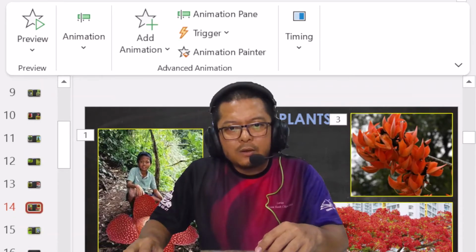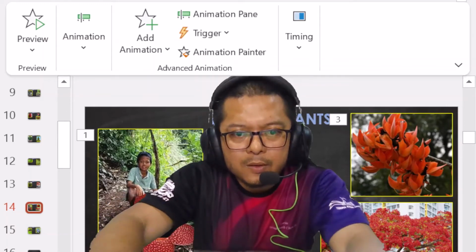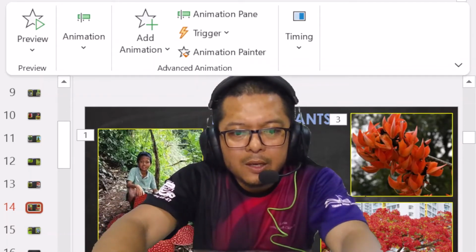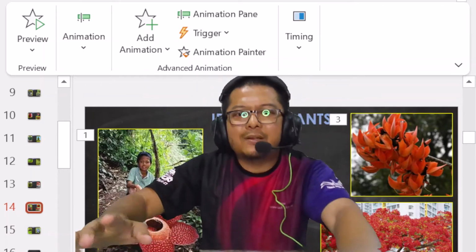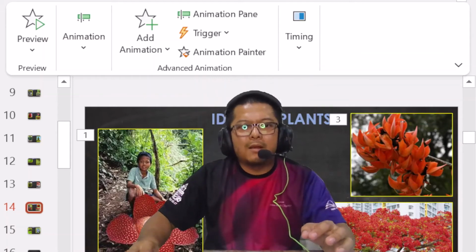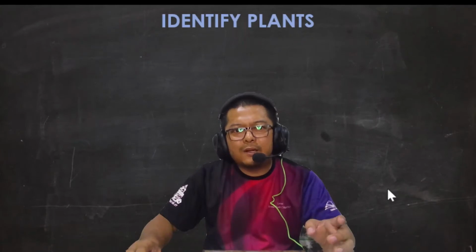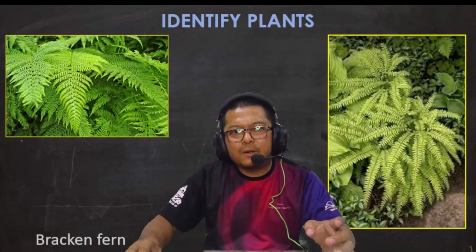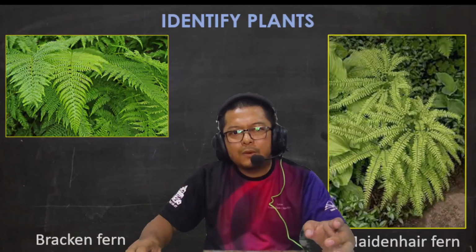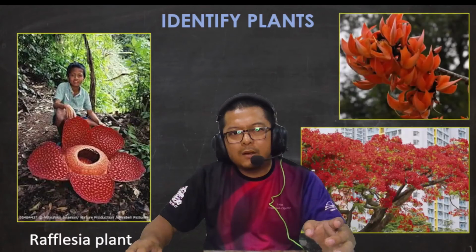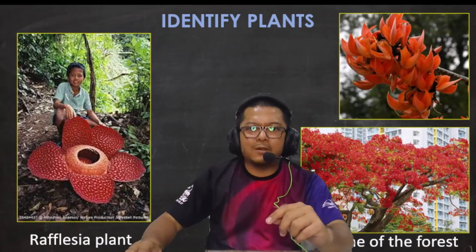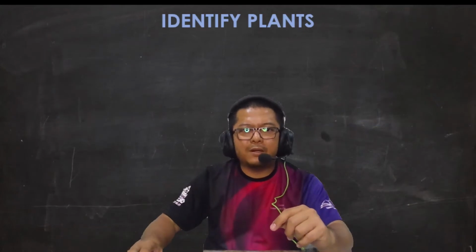Now the correct name would be Flame of the Forest. Now that is the correct name. Flame of the Forest. Now let's take a look. Okay, Flame of the Forest. So that plant is Flame of the Forest.